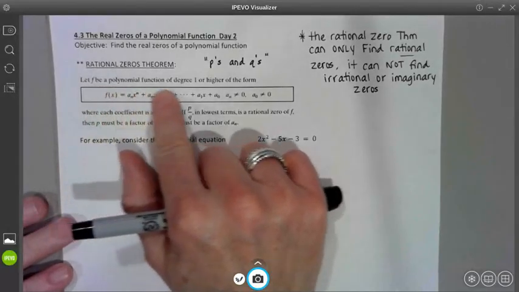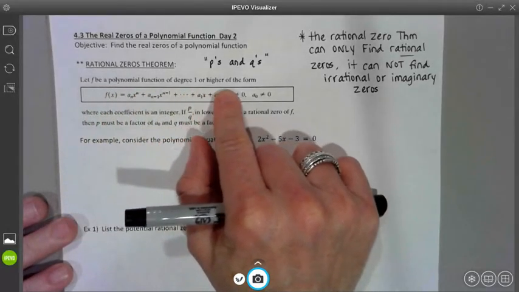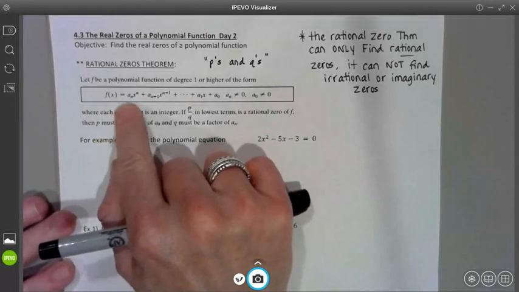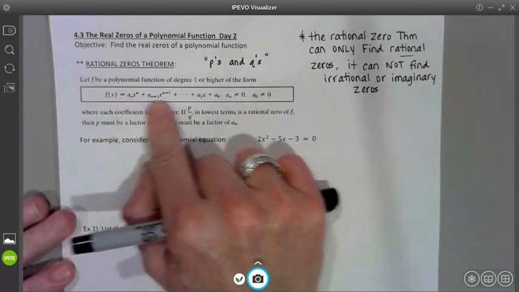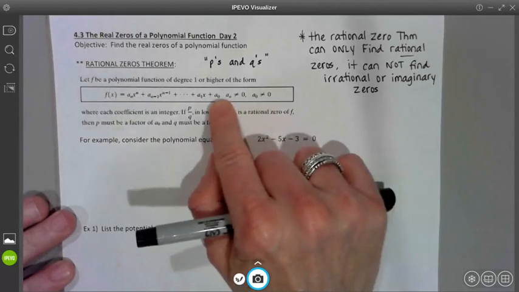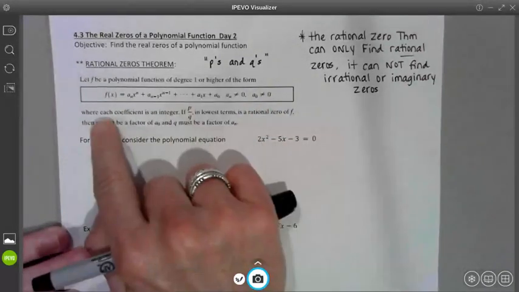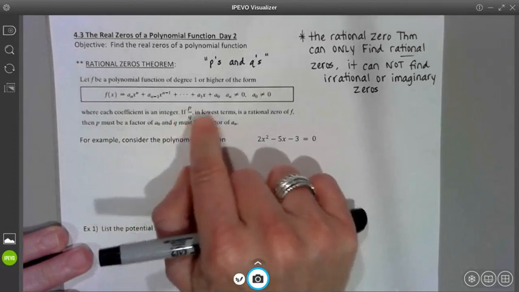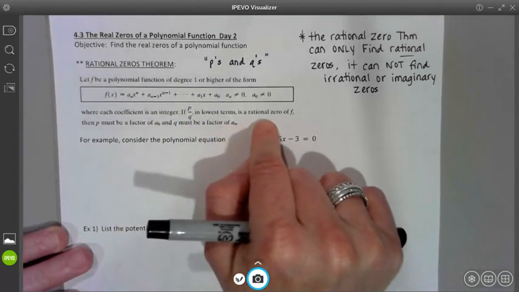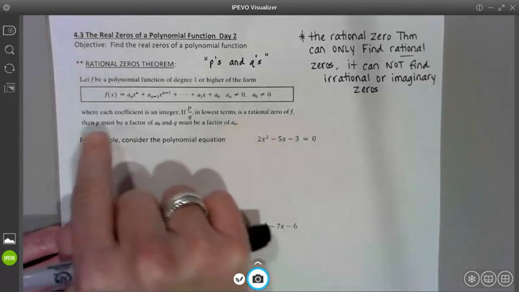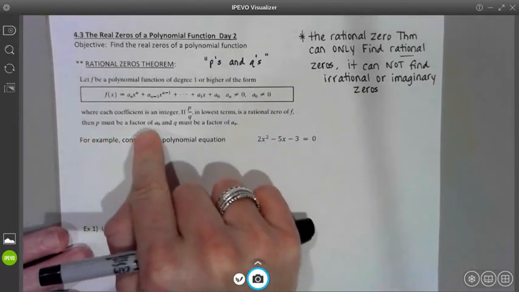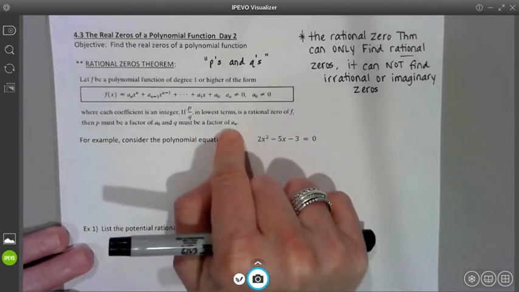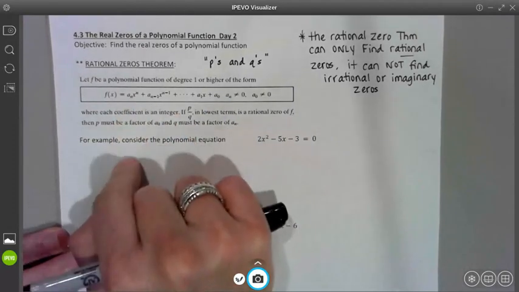Let f be a polynomial function of degree 1 or higher of the form this. So again, it's just a polynomial function in descending order from highest degree all the way down to the constant a sub 0, where each coefficient is an integer. If p over q in lowest terms is a rational zero of f, then p must be a factor of a sub 0, the constant, and q must be a factor of a sub n, the leading coefficient, okay?